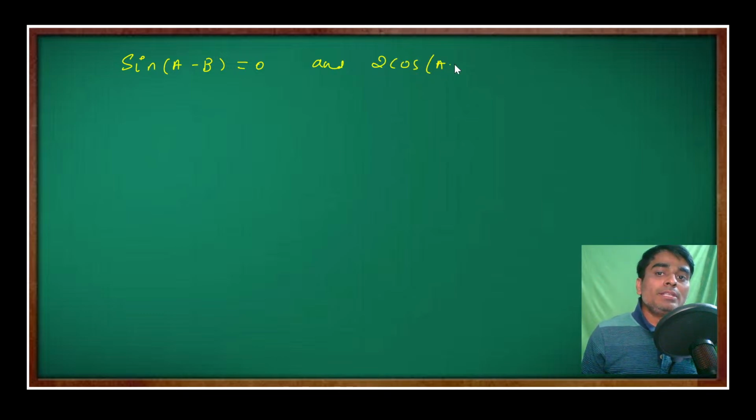Okay, sine of a minus b equal to 0, and 2 cos of a plus b minus 1 equal to 0. Find a and b.